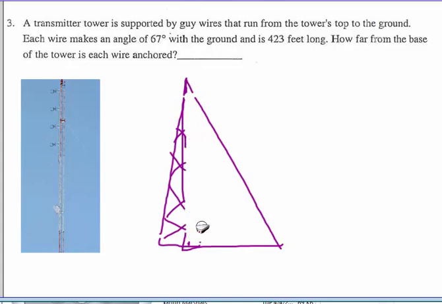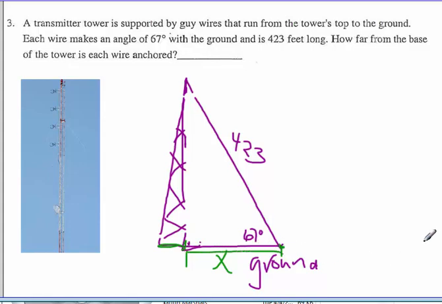Anyhow, a transmitter tower is supported and each wire makes a 67-degree angle with the ground. So this is the ground, and this is my wire, so it makes a 67-degree angle with the ground. The wire itself is 423 feet long. And we want to know how far is the wire from the base of the tower. And this is the base of the tower, so we want to know this distance from here to there. How long is it?